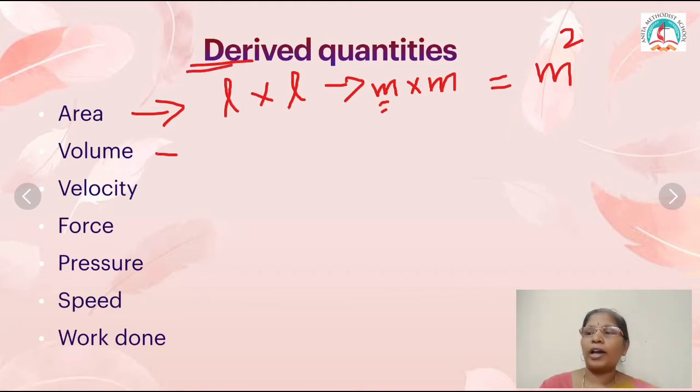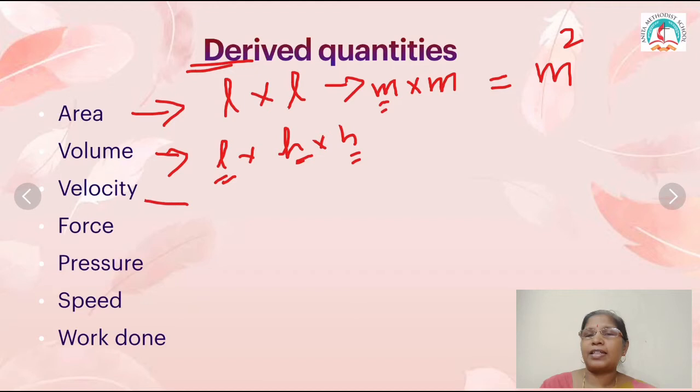Now you see the volume. Volume is what? Length multiplied by height multiplied by breadth. So this length is a fundamental quantity. So you are deriving from the fundamental. So volume is a derived quantity.